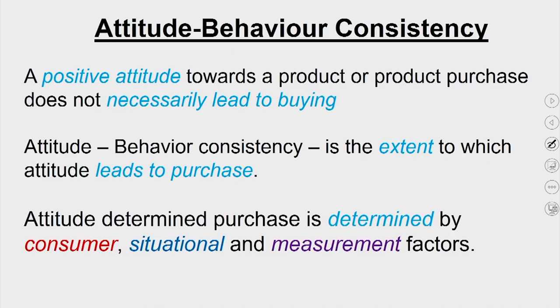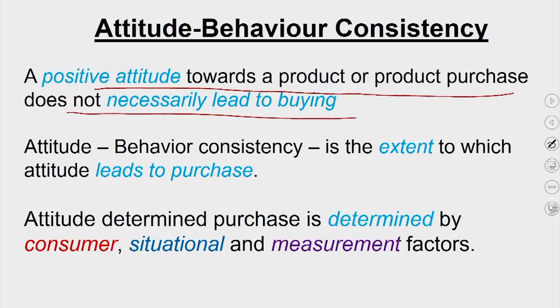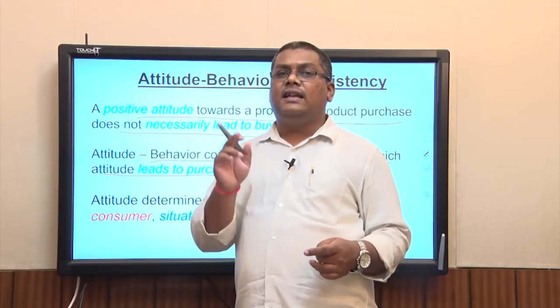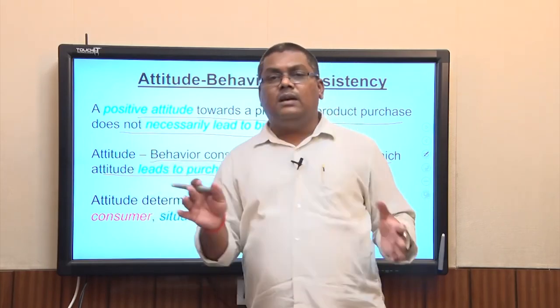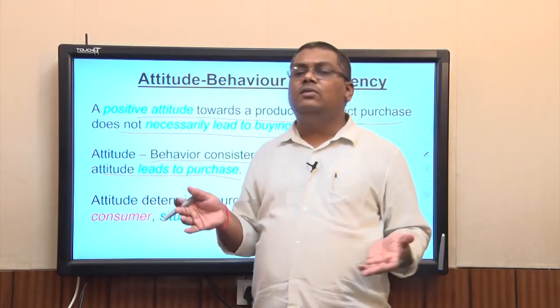Now the last section here that we do is something called attitude-behavior inconsistency. So basically, what is it? A positive attitude towards a product or product purchase does not necessarily lead to buying. If I have a positive attitude about a particular product, person, product class, or service, it doesn't mean that I'm going to buy it. So attitude-behavior consistency is the extent to which attitude leads to purchase. So I have to measure this consistency of attitude and behavior. The more consistent the attitude and behavior are, the higher the chances that I'll make the purchase. And so a good thing in terms of attitude is to measure the attitude-behavior consistency.